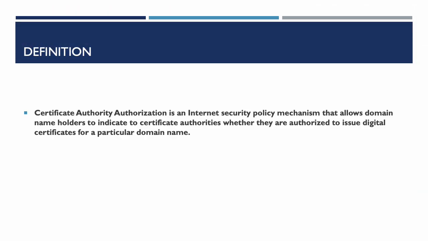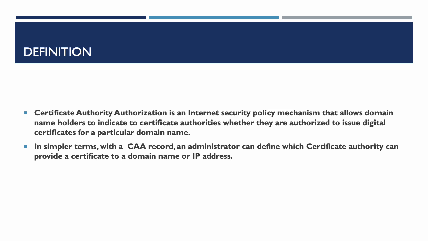Coming to the definition, CAA stands for Certificate Authority Authorization. It is an internet security policy mechanism that allows domain name holders to indicate to certificate authorities whether they are authorized to issue digital certificates for a particular domain name. In simpler terms, with CAA records, an administrator can define which certificate authority can issue a certificate to a domain name.